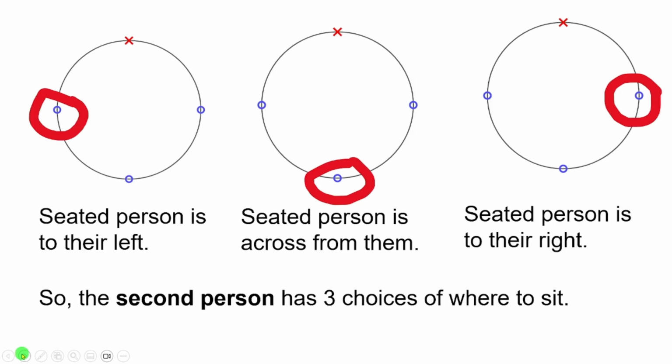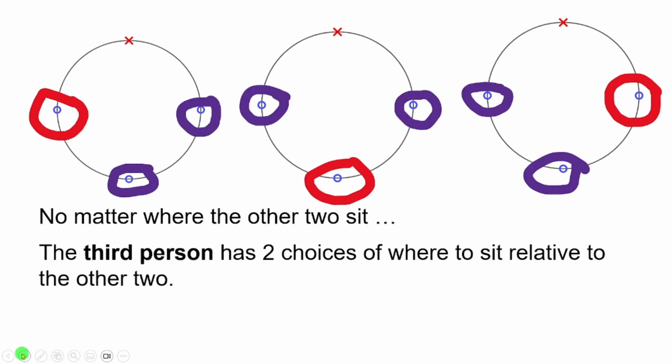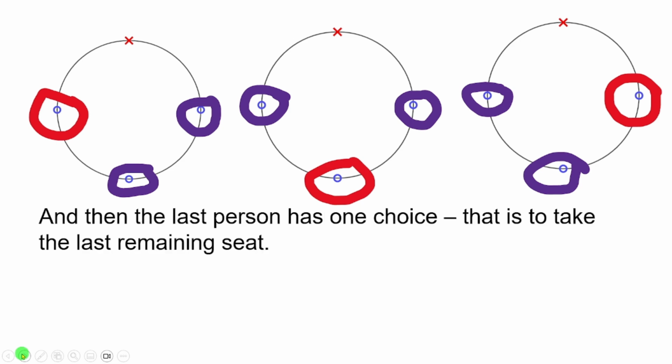Now we come to the second person. They have 3 choices. They can sit with the seated person to their left, or they can sit with the seated person across from them, or they can sit with the seated person to their right. When the third person comes along, they will have 2 choices of where to sit relative to the other 2. And then the last person has to take whatever the remaining seat is.